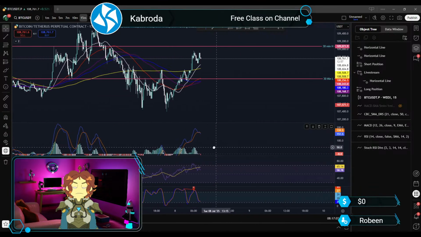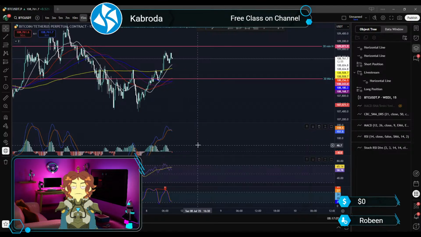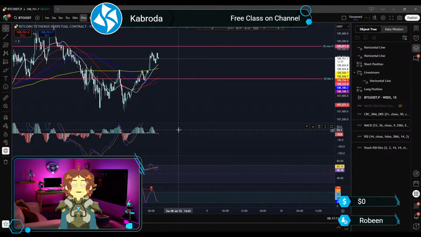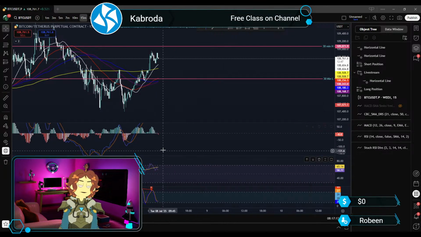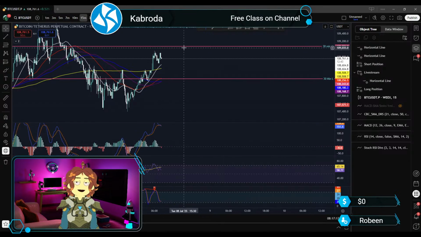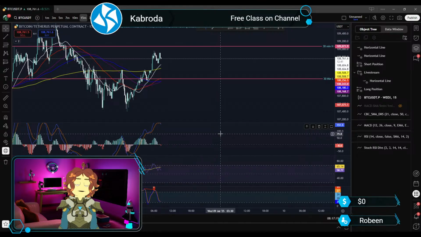The other thing to look out for in the MACD too is see how this line is way far away from the middle line right here. It really needs to come back and get down to that middle line again. So that's not really that bullish right now.